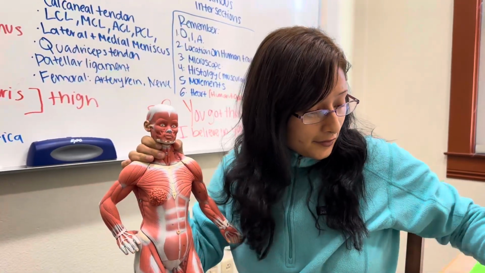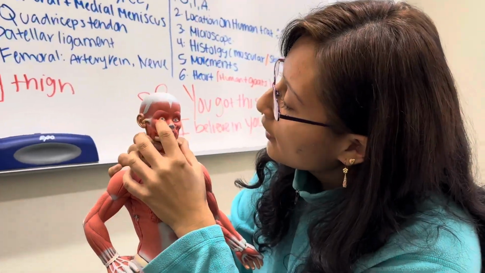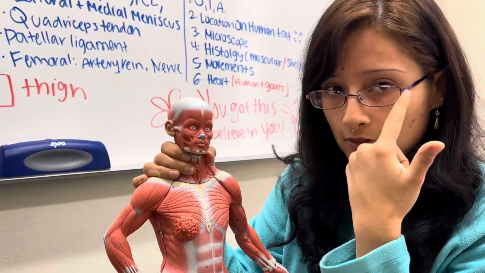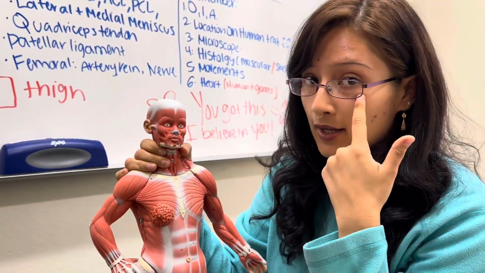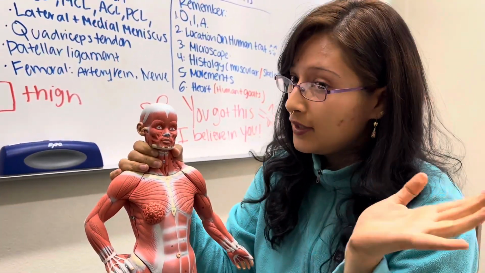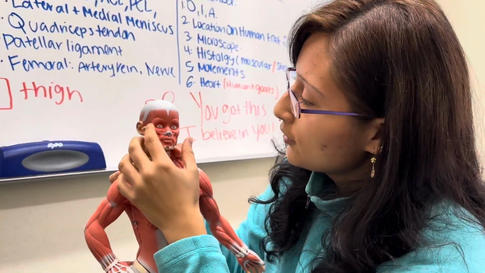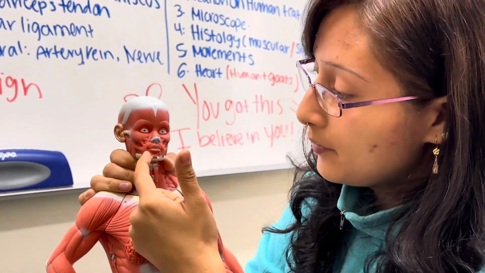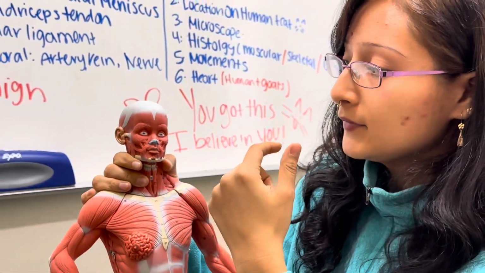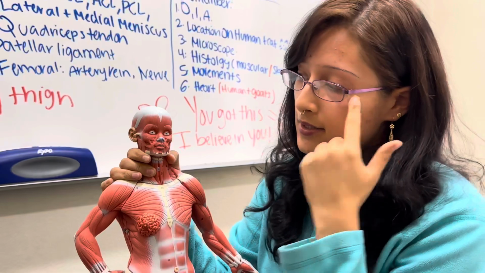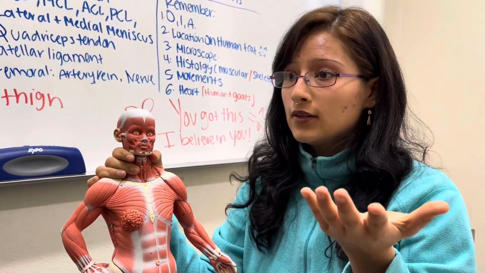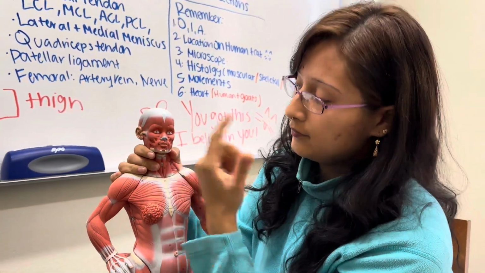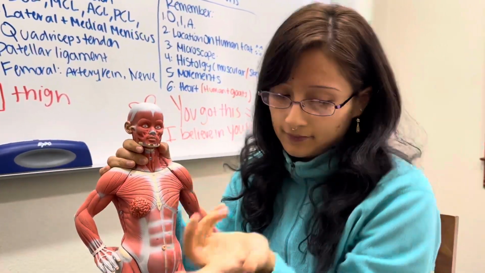Then we have the orbicularis oculi. It's the muscle around the eye. Oculi means eye, oris means mouth. We're going to get to that one later, but oculi means eye. The origin of the orbicularis oculi is the frontal and maxillary bone. The insertion is the eyelids, and it allows you to close the eyelids or squint. That's what the orbicularis oculi muscle does.